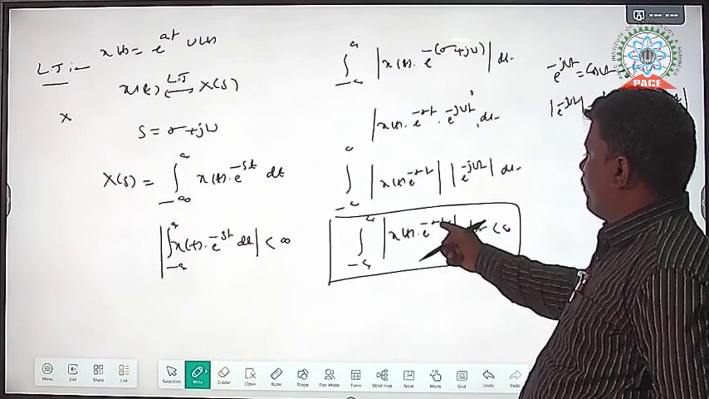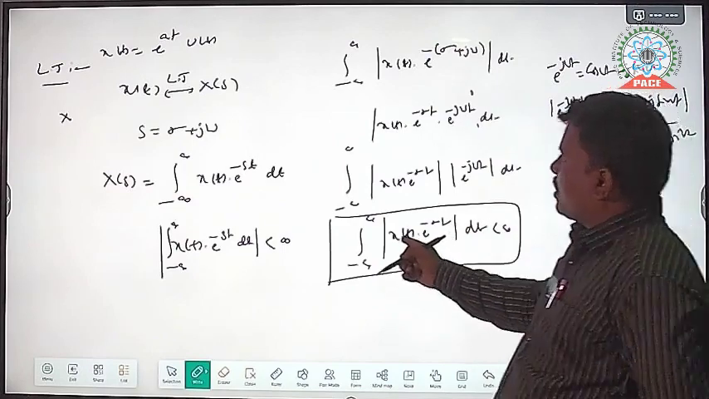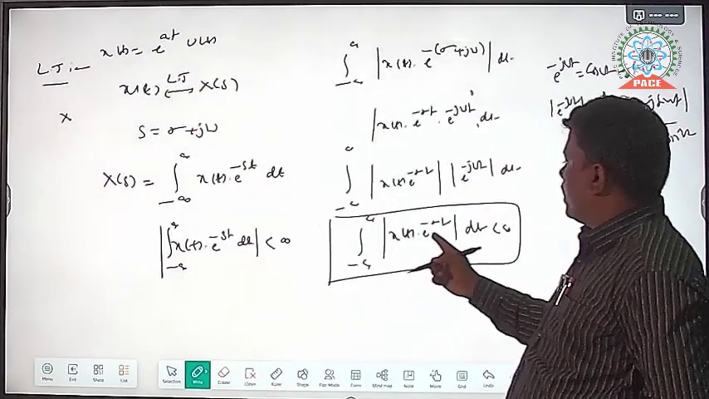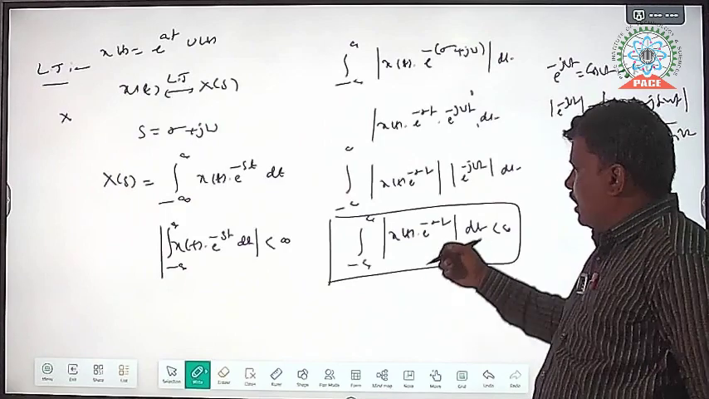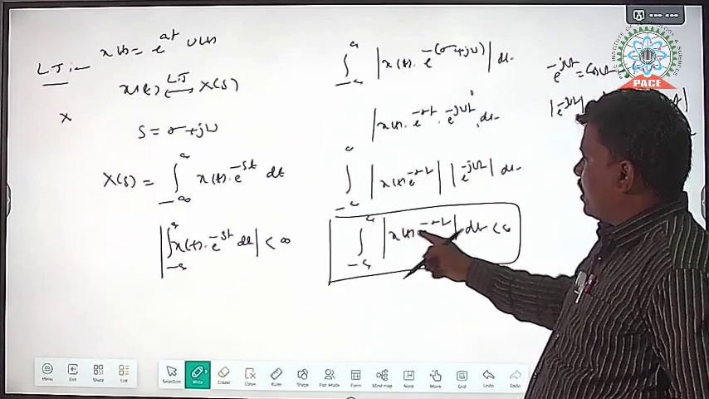So x(t) is an exponentially rising signal. Suppose x(t) is considered as e^(at) u(t). So x(t) is a rising signal, and e^(-σt) is a decaying signal. This is the rising signal, this is the decaying signal. So the multiplication of a rising signal and a decaying signal, the signal must converge.